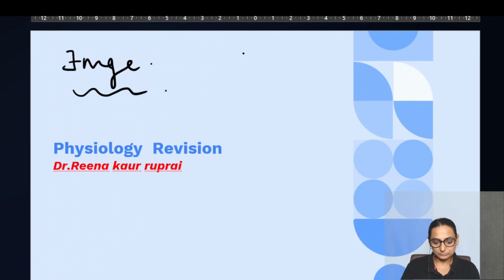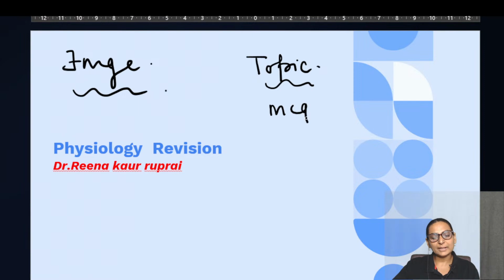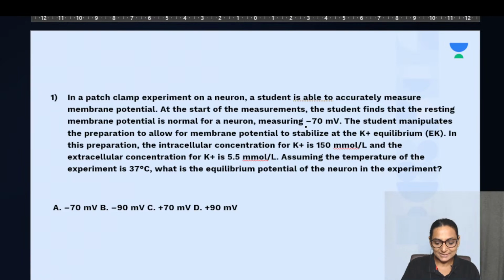So what I'll be doing is I'll be taking certain topics which I feel are high yielding, and I'm going to try to teach you through MCQ. So I'll be taking one MCQ and then I'm going to cover the relevant theory related to it. So let's get started with the first MCQ.